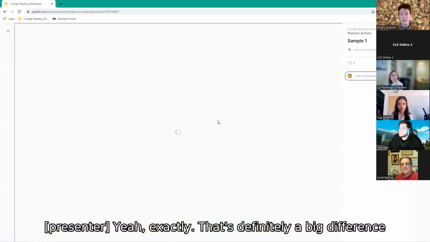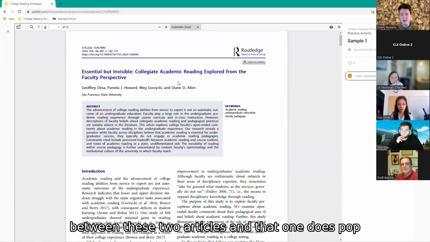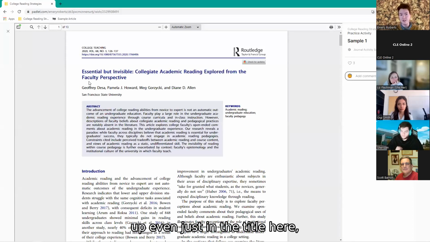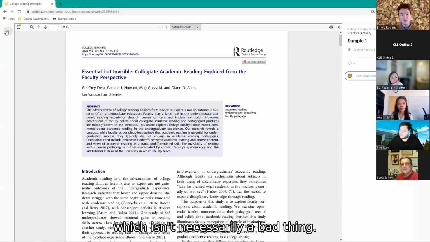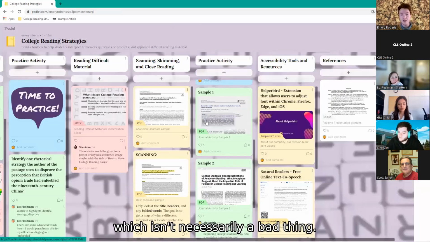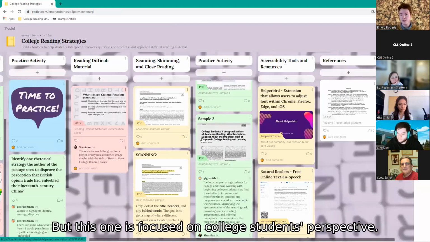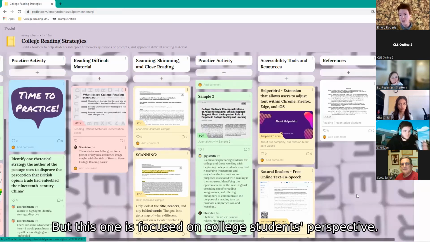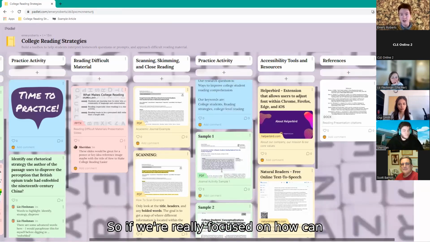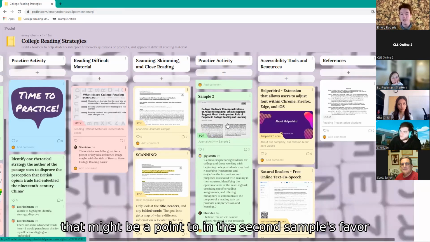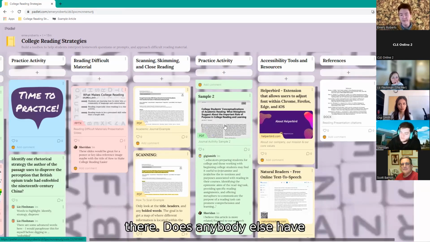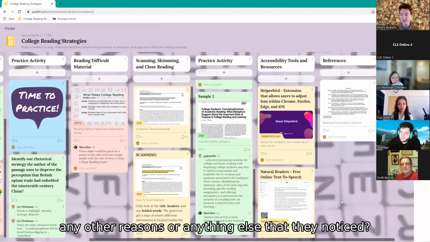That's definitely a big difference between these two articles. And that one does pop up even just in the title here, where this one is explored from faculty perspective, which isn't necessarily a bad thing. But this one's focused on college students' perspective. So if we're really focused on how can we help students improve, that might be a point in the second sample's favor there. Does anybody else have any other reasons or anything else that they noticed?